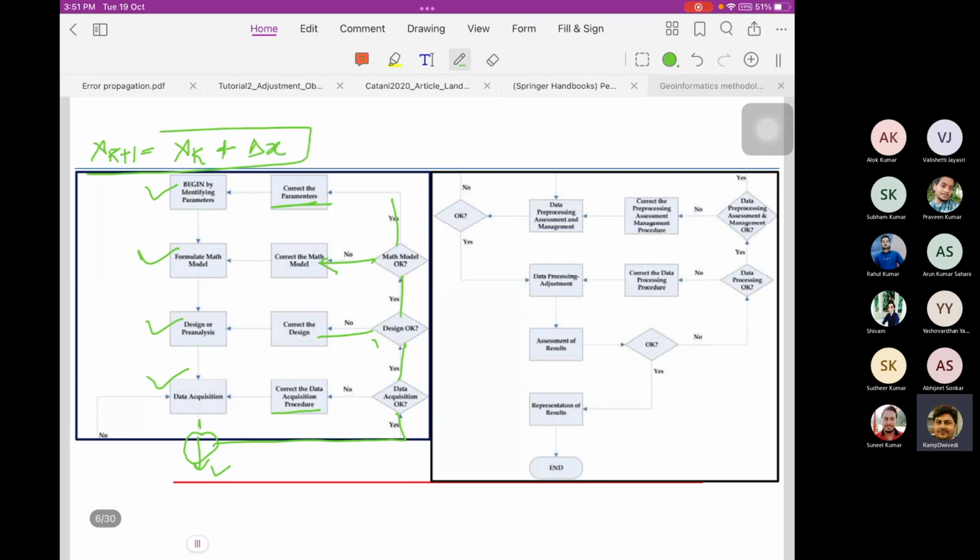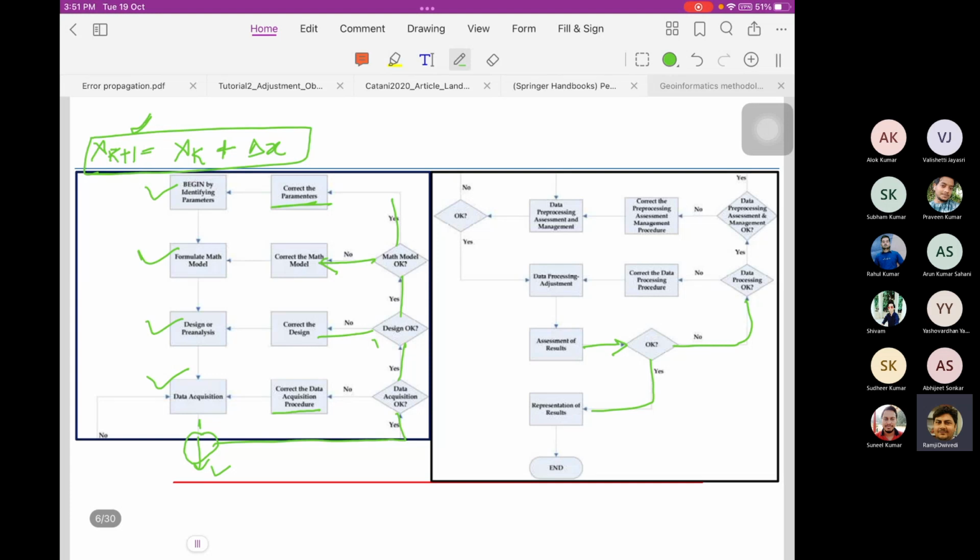If everything is right, then you can update your parameters. That is one thing. Similarly, the other one is about post-processing assessment of the result. If it is represented, yes; if no, then you go back again in this channel. So it is all about how to approach the problem.